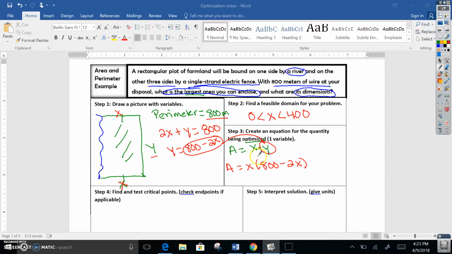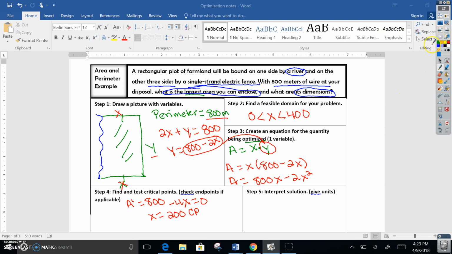You could do this in the calculator with the derivative function. I'm going to just distribute. I'm going to do this one by hand. I think it's pretty easy. This is still not a derivative, I'm just distributing. Now I'm going to take the derivative by hand so we don't forget how to use the power rule: 800 minus 4x. We're going to set that equal to 0, and we're going to find out that x is equal to 200. So this is my CP.